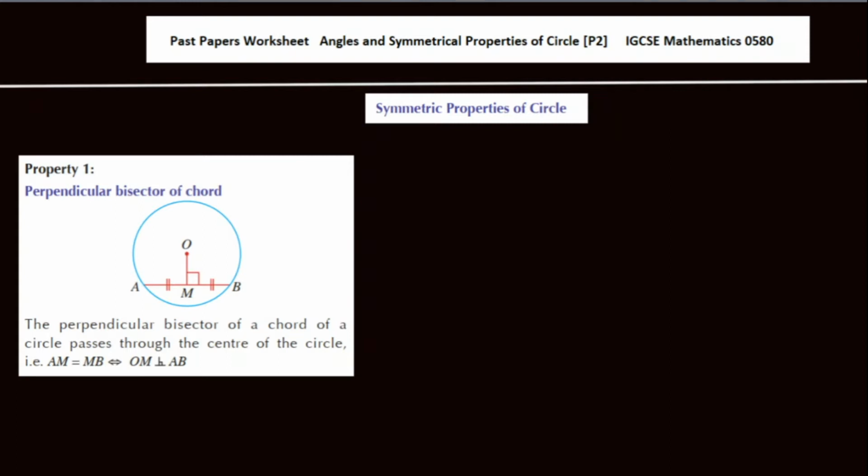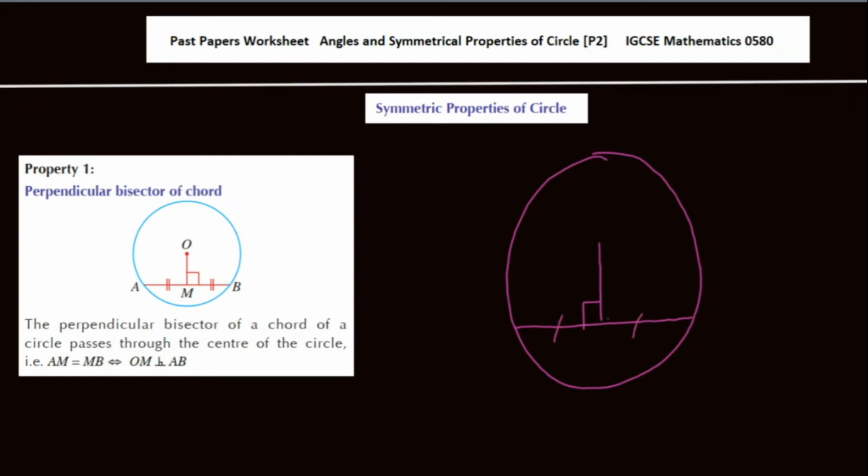Okay, the first property states the perpendicular bisector of a chord of a circle passes through the center of the circle, which is simply stating that if we have a circle and a chord and we draw a perpendicular bisector of this chord. Perpendicular bisector is perpendicular to the chord obviously, and it also bisects the chord in two equal parts. Then this property says that this line that we just have drawn, the perpendicular bisector of the chord, will definitely pass through the center of the circle.